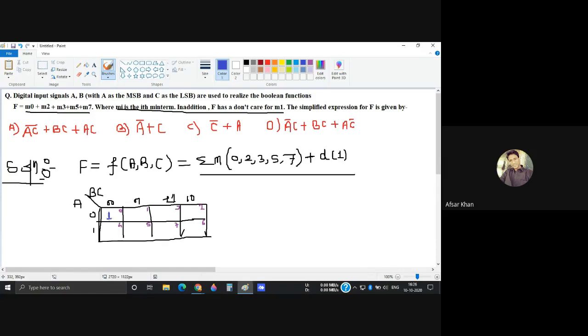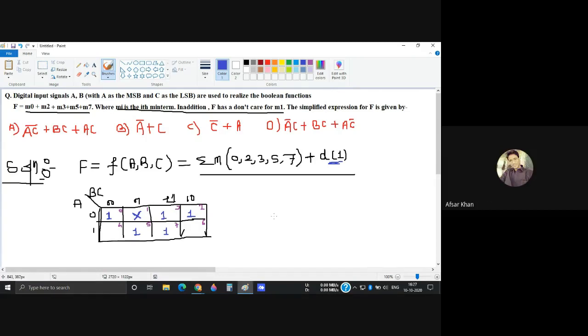Yes, students, tell me which cells we have to activate. Respond quickly. 0, 2, 3, 5, 7. And also there is a don't care. Means here we have to put a cross. At 1 we have to put a cross. Yes or no?